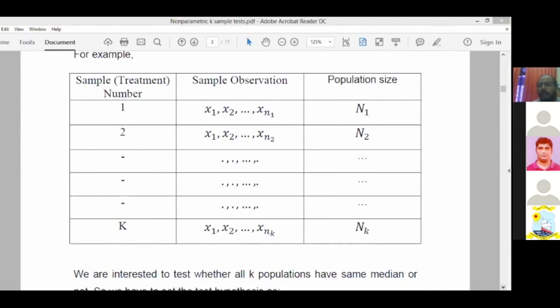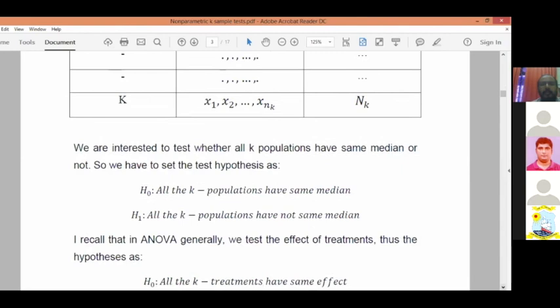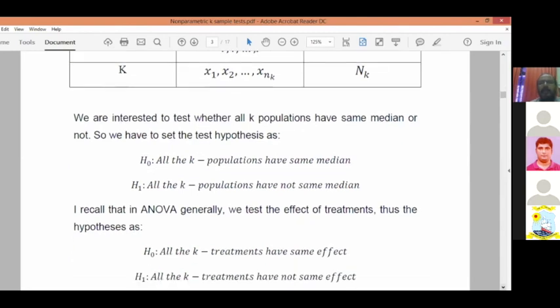That is the important point here. We are interested to test whether the K populations have the same median or not. So this is our interest in this study, to test how to set the hypothesis. The null hypothesis: all K populations have the same median. The alternative: all K populations do not have the same median.